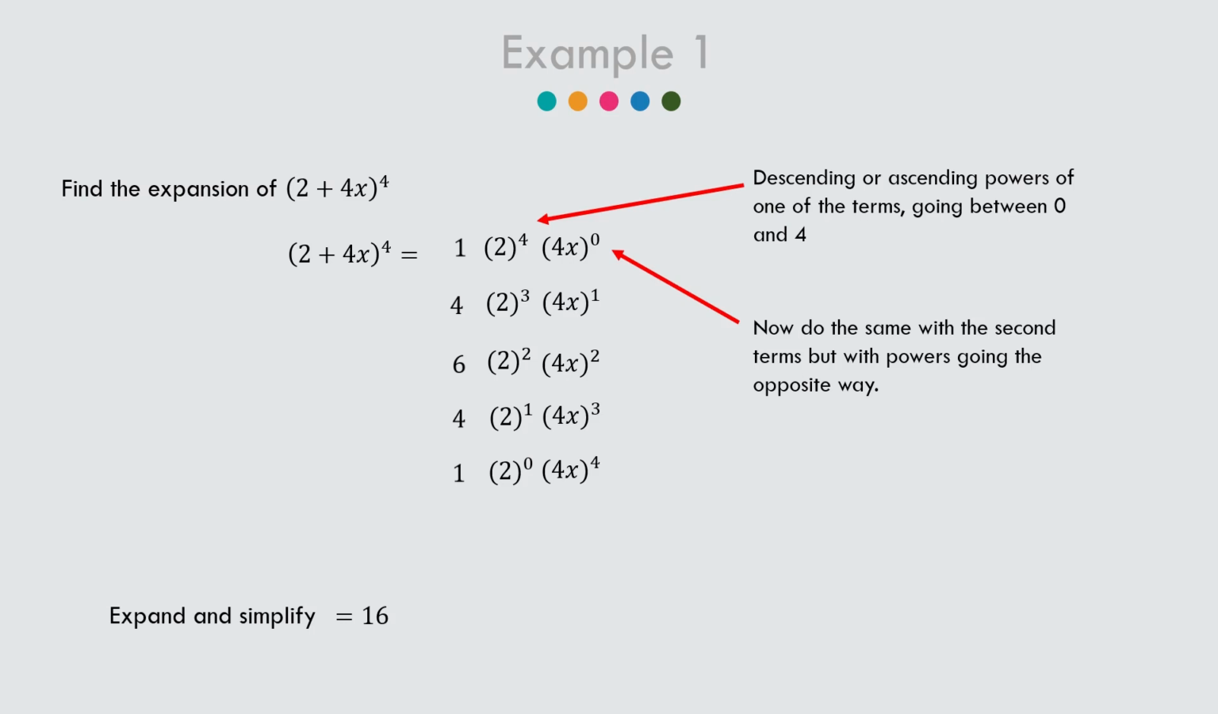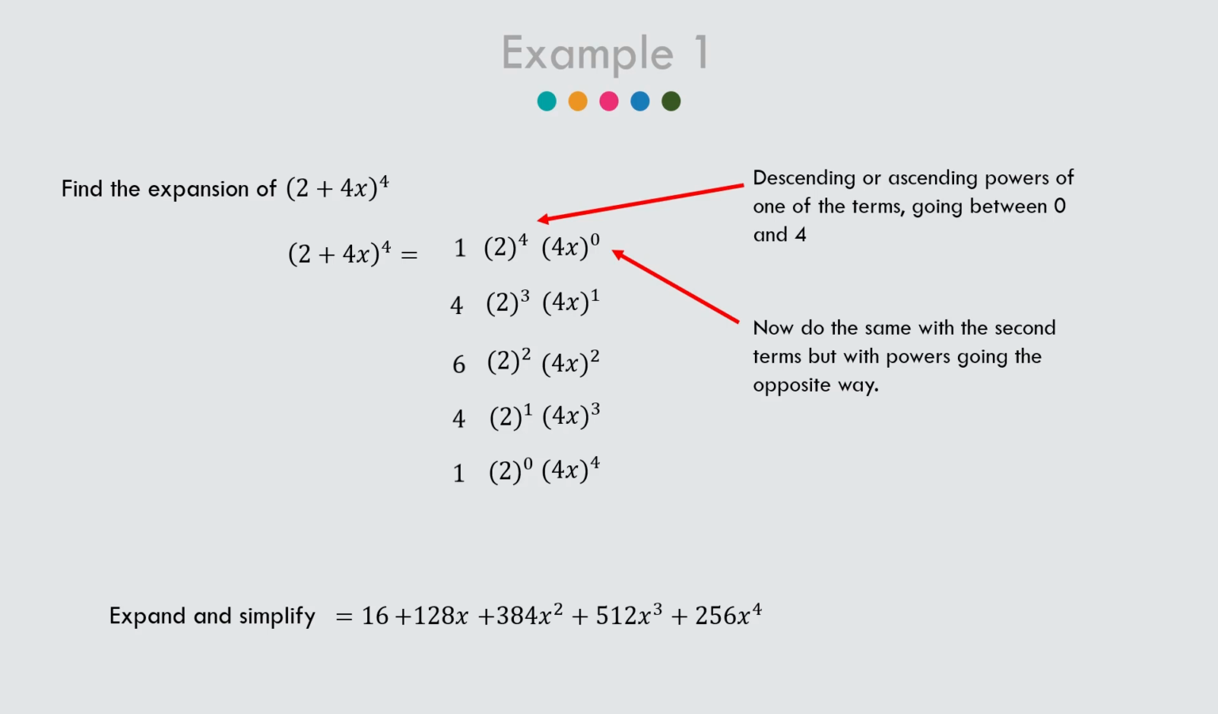Next, multiply out the second row. 4 multiplied by 8 multiplied by 4. This gives us 128x. And continue multiplying out the rows until the end. So our full answer will be 16 plus 128x plus 384x squared plus 512x cubed plus 256x to the power of 4.